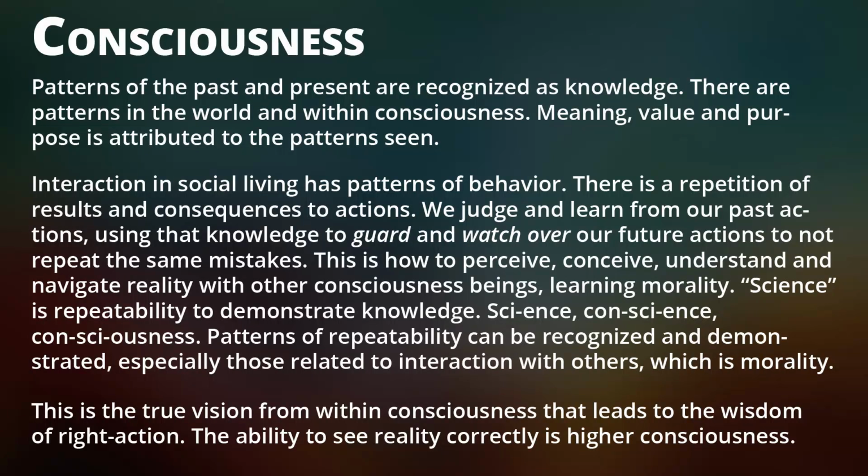So science is repeatability to demonstrate knowledge. That's what science is. Think of the scientific method. You do something, you test it, and then if someone wants to verify your results, they repeat it. That's what science is. And that's, as we're going to see, how truth is determined. That's how knowledge is verified. That's how truth is verified. Because veracity, veritas, verifiability, they all come from the same root of truth.